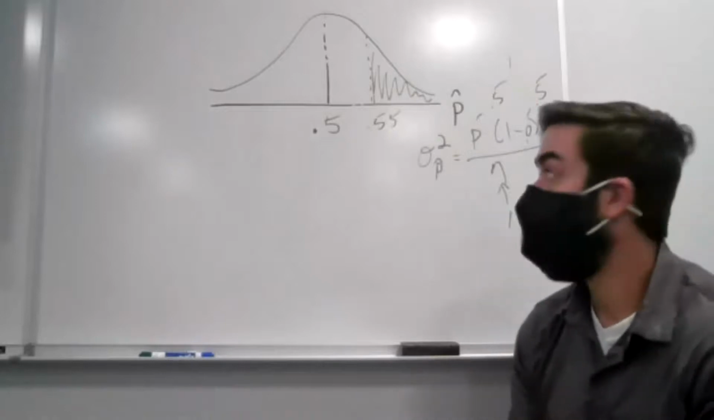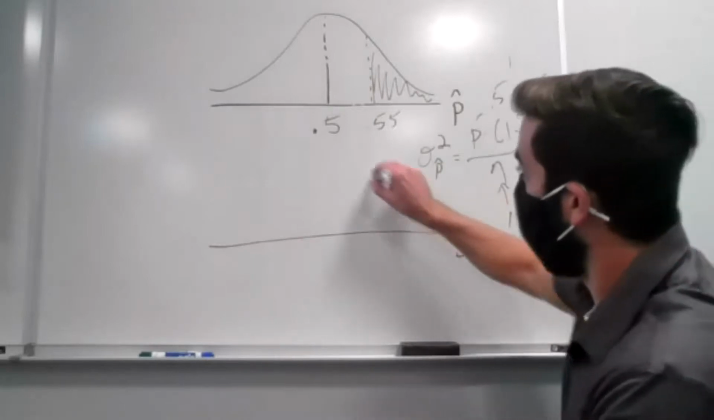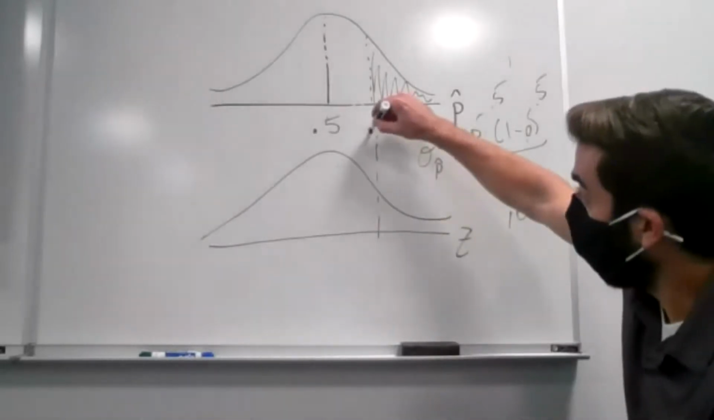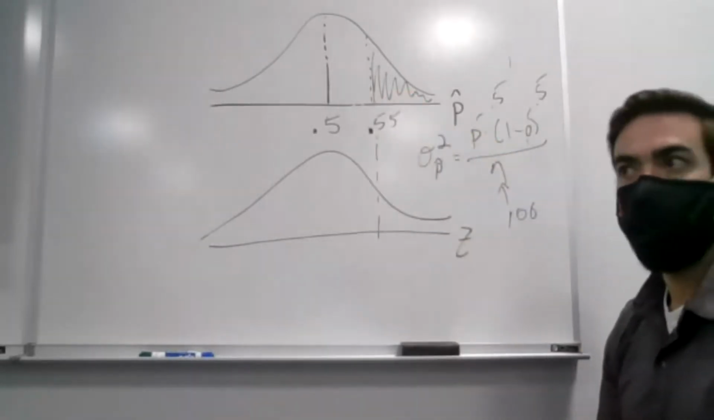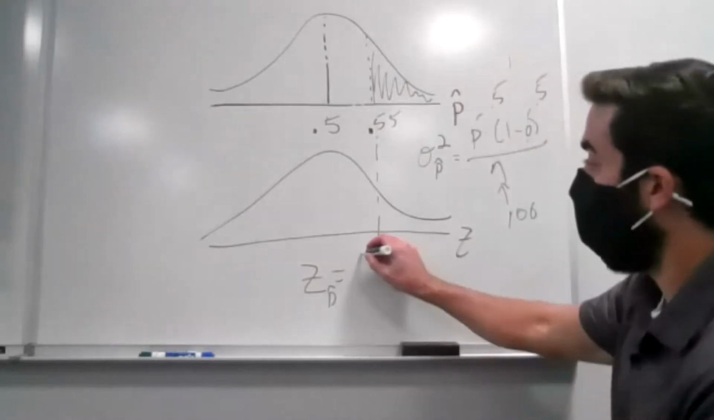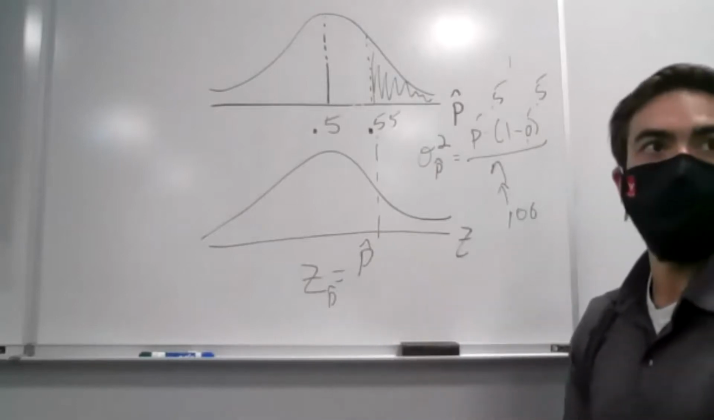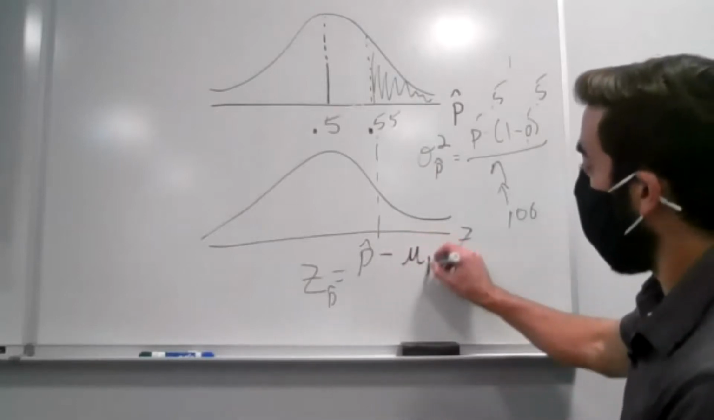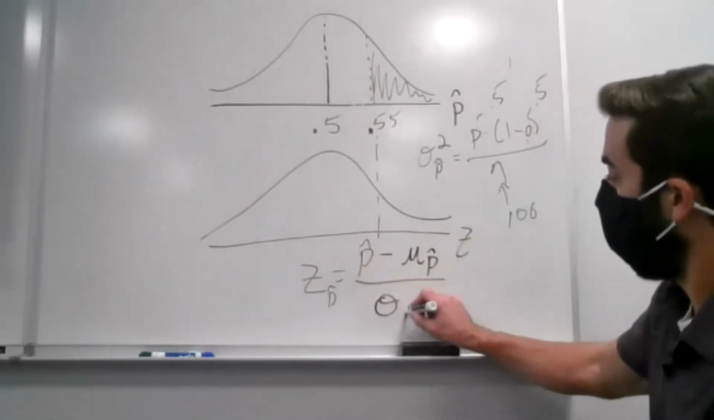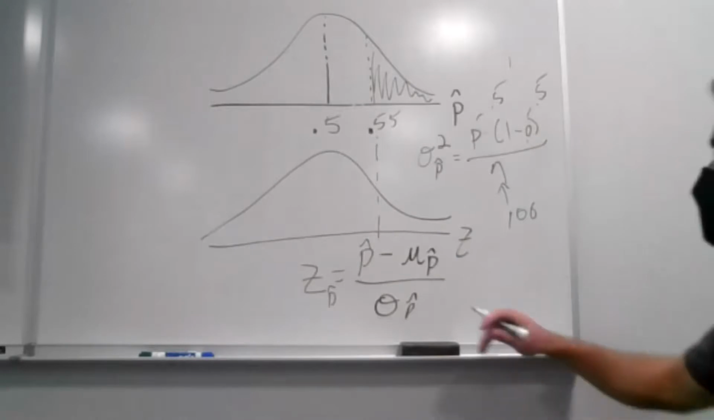But what I can do is, this is a normal distribution, I can turn these into z-scores, right? How do I turn 0.55 into a z-score? Well, every z-score equation is what statistic are you looking at? Now instead of the sample mean, I'm looking at the sample proportion. Subtract the mean of the statistic you're looking at and divide by the standard deviation of the statistic you're looking at. Okay? It's the same format.